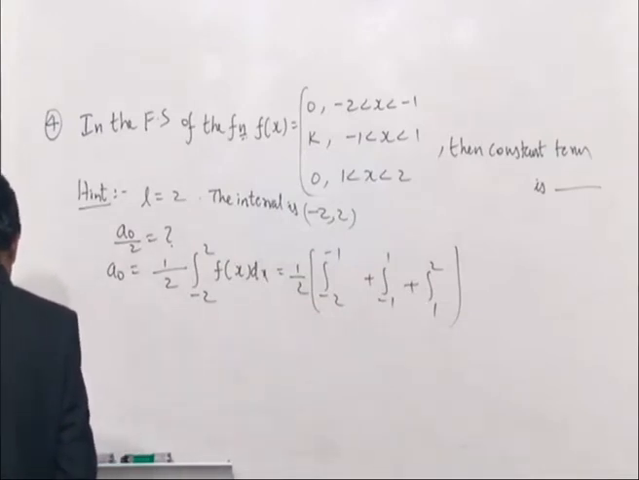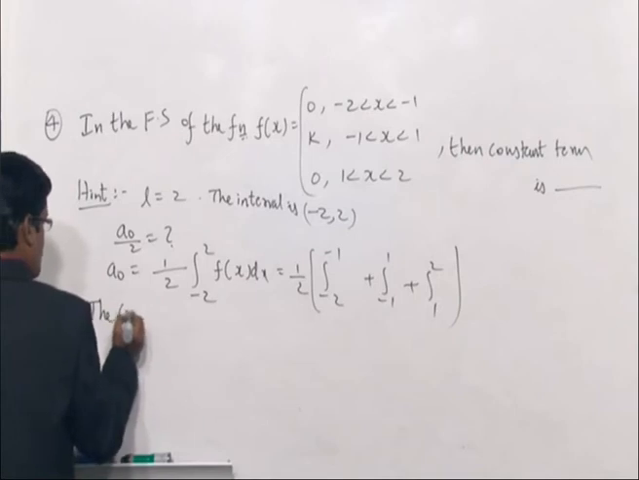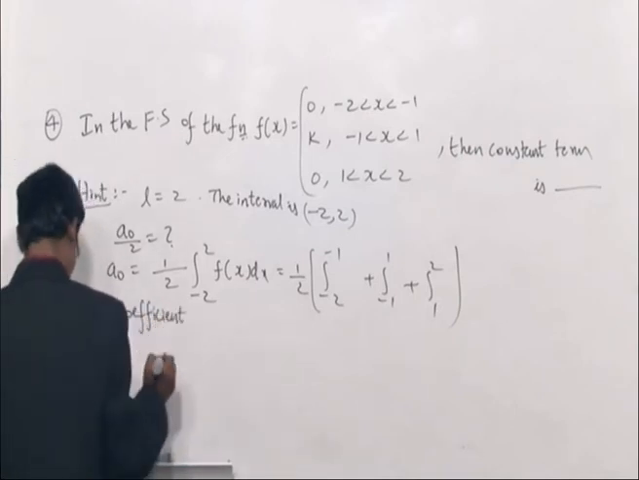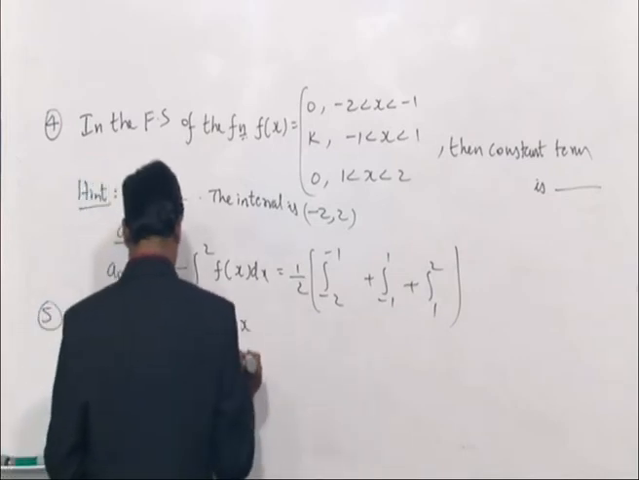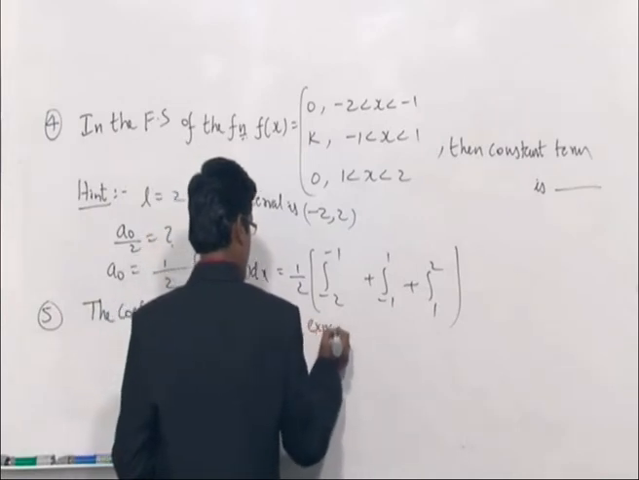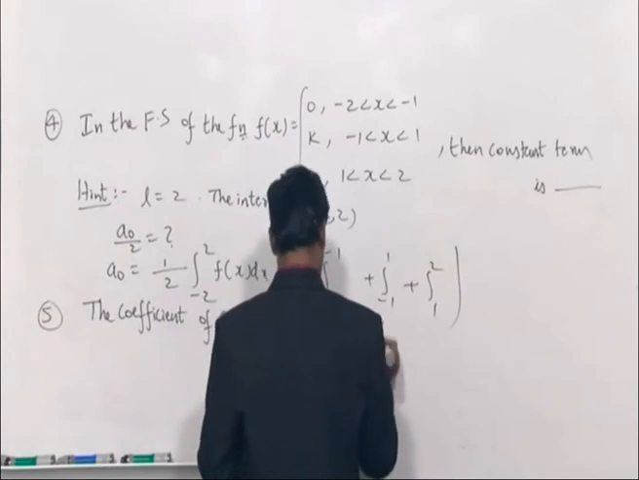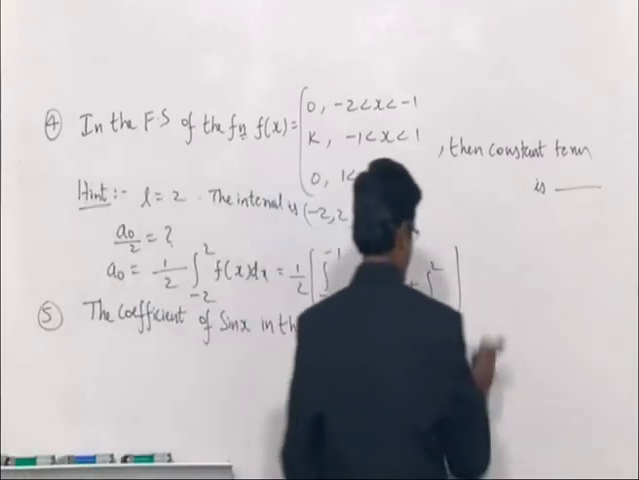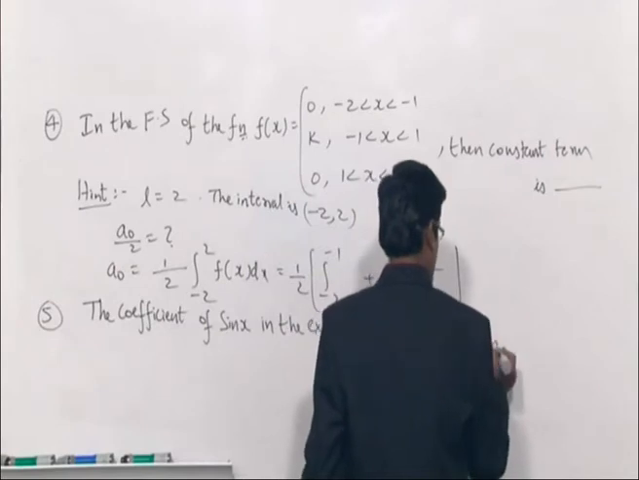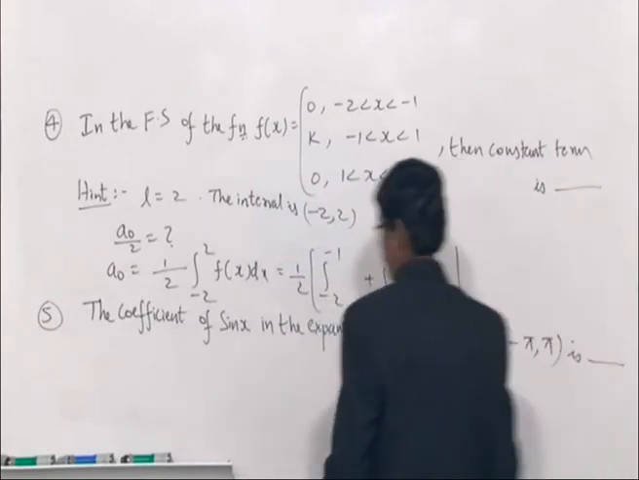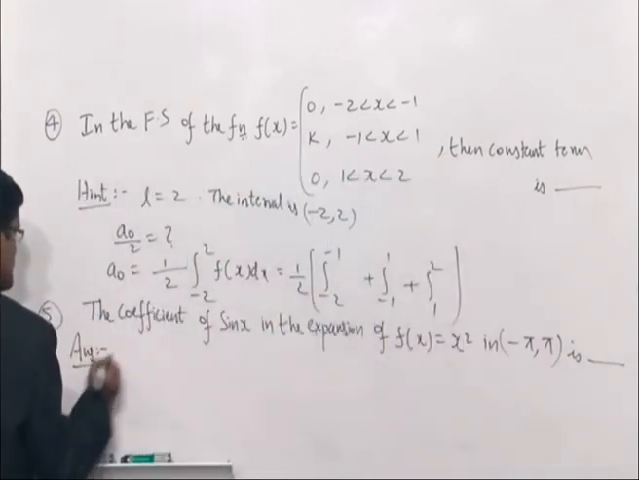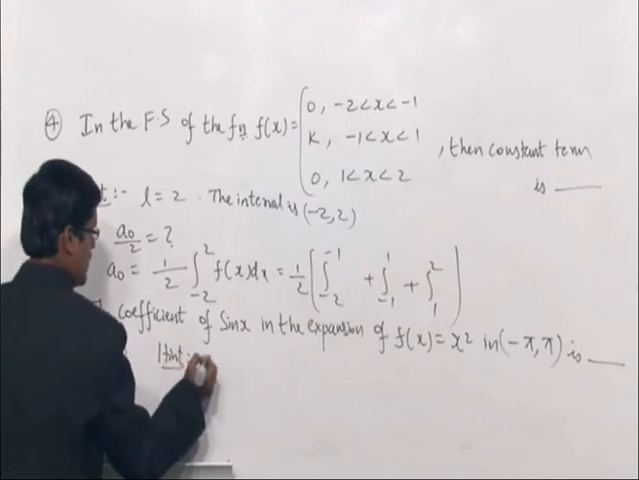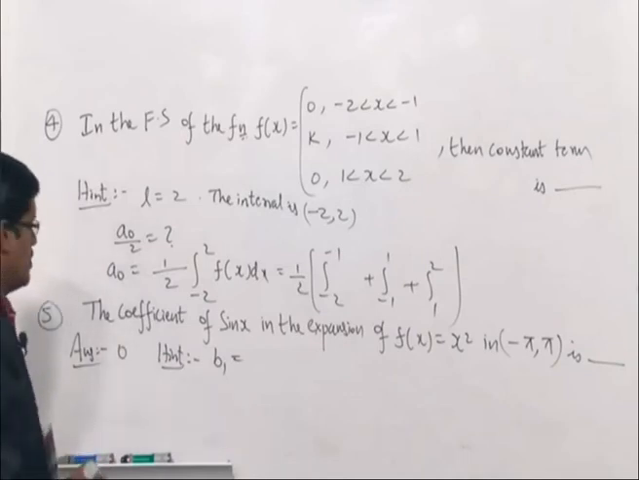And one more problem. The coefficient of sin x in the expansion of f(x) = x square in -pi to pi is, okay, answer 0. Hint: calculate your b1 value.